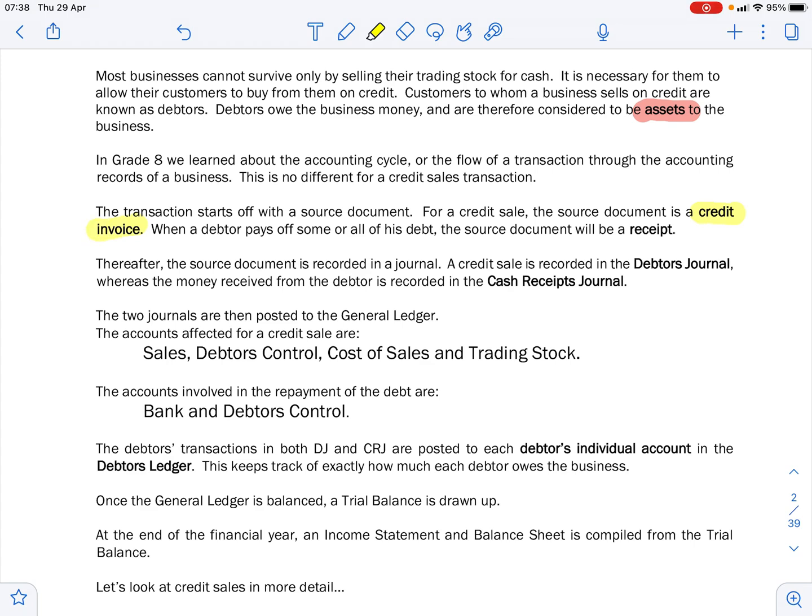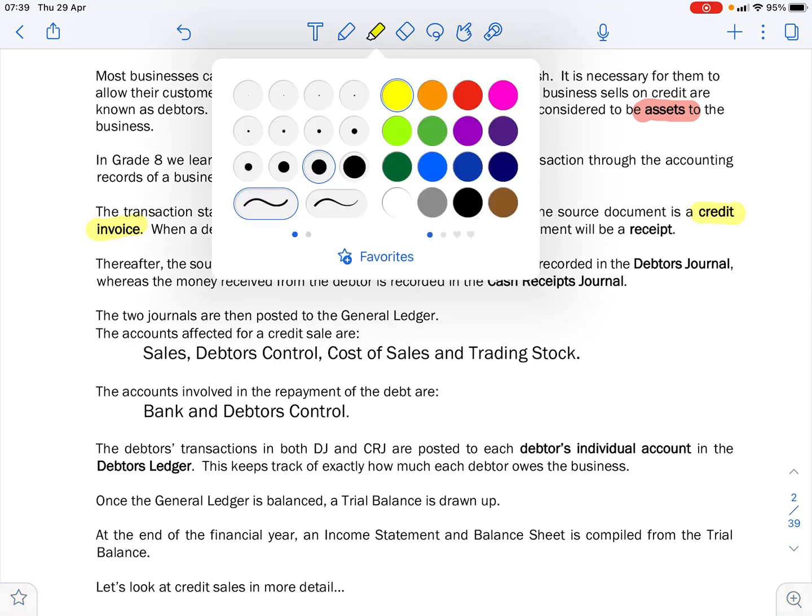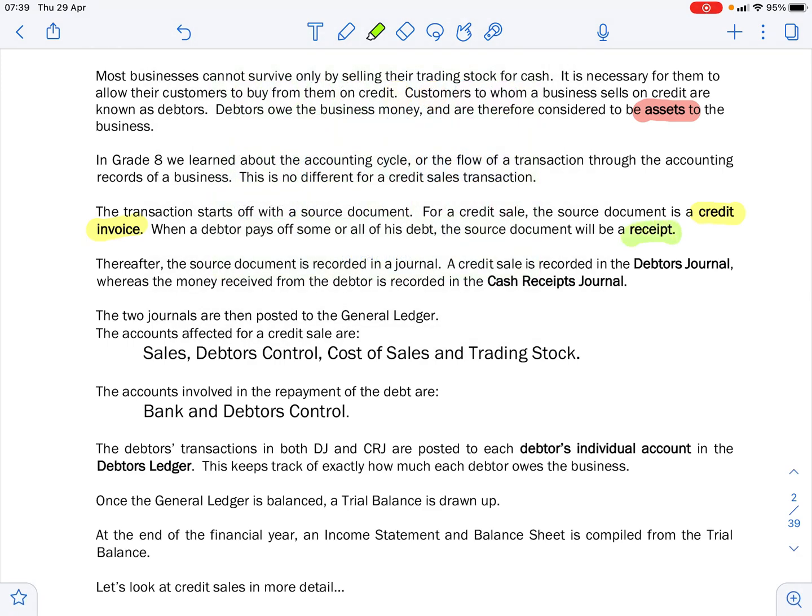Okay, so we sell on credit. People now owe us money. We issue a credit invoice. When people do pay us back, however, they will pay us back into the CRJ, the cash receipts journal, because now we would actually be receiving the cash. And the source document for that would be, and let's go in green, a receipt.